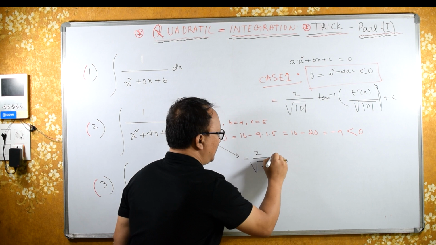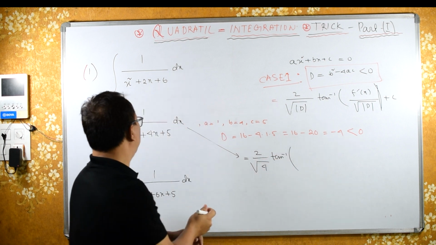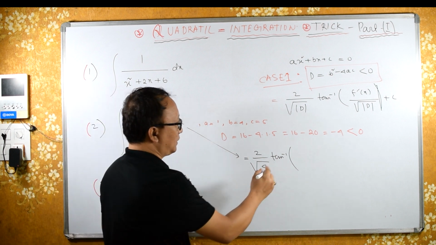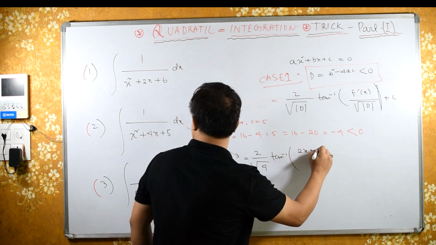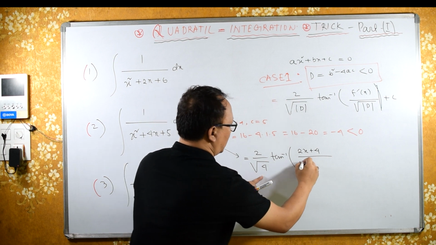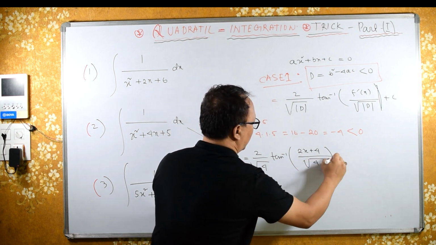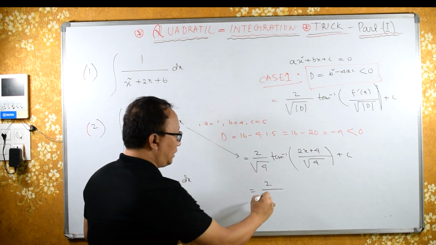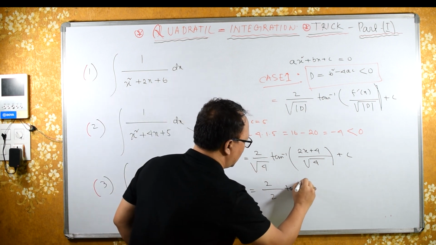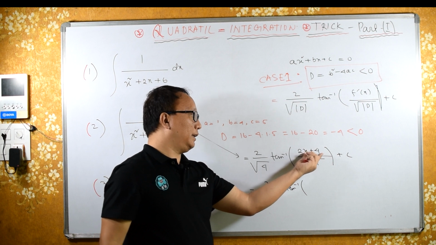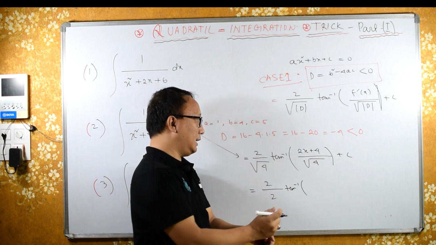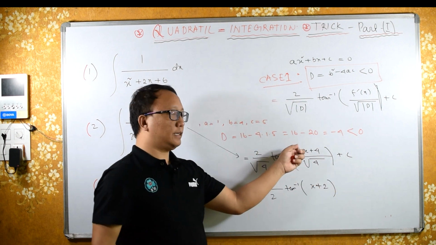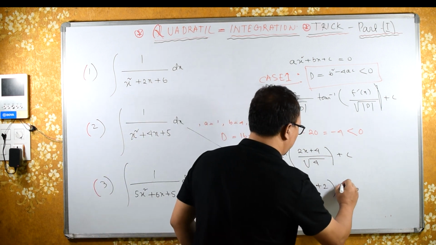Mod of 4 is 4, and tan inverse of the differentiation of this. The differentiation of this is 2x plus 4, upon this 4, plus some constant. Here 2 upon square root of 4 is 2 upon 2, tan inverse. If you take 2 common, and cancel, we get x plus 2. This 2 and that 2 get cancelled. This is the required answer.